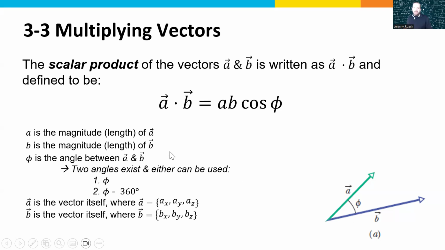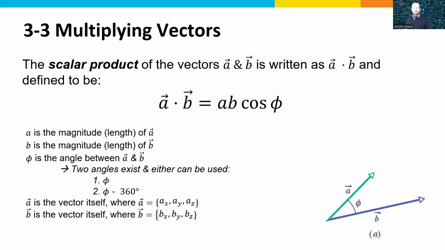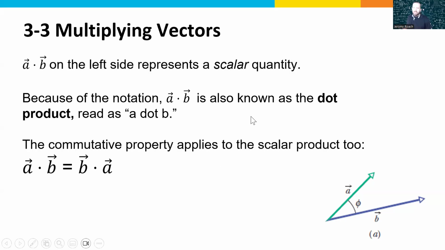So A is the magnitude of A, B is the magnitude of vector B, and psi is the angle between A and B. And the two angles can either be used. We can say psi or we can say psi minus 360. A is the vector itself, where we can say vector A has components AX, AY, and AZ. Same thing for B. A dot B on the left represents a scalar quantity. And we say this is the dot product A dot B. This also follows the commutative property with scalar products. So A dot B equals B dot A.